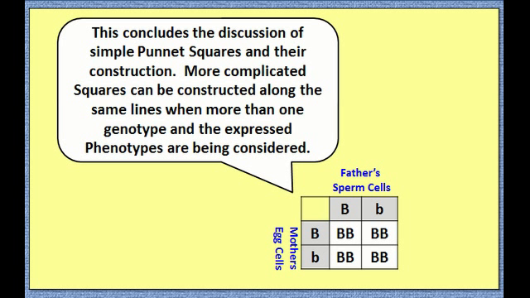This concludes the discussion of simple Punnett squares and their construction. More complicated squares can be constructed along the same lines when more than one genotype and the expressed phenotypes are being considered.